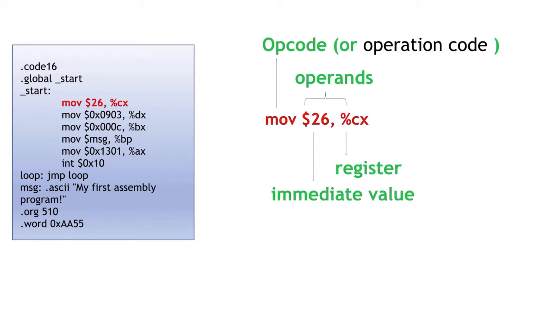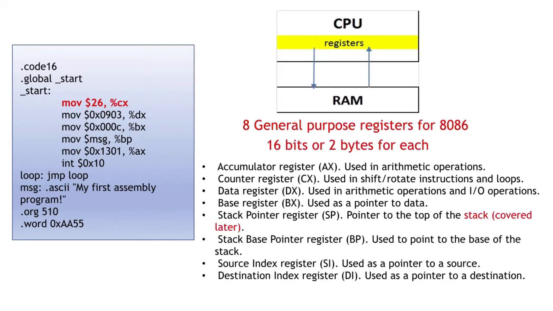A register name CX with the prefix percentage sign indicates the content inside the register. This instruction tells the CPU to move the immediate decimal number 26 into the register %cx, which is a 16-bit register. The whole line is called an instruction statement.